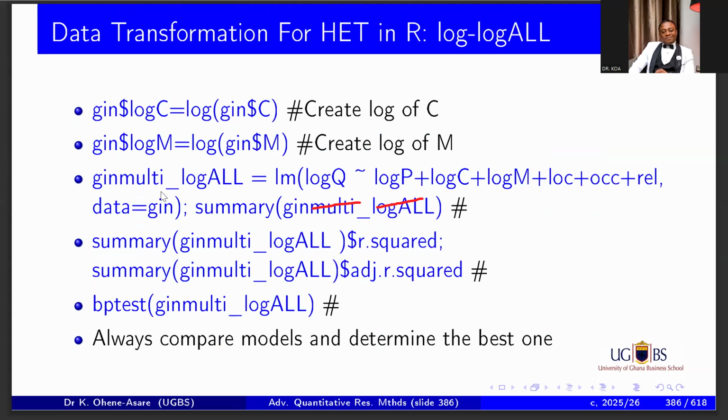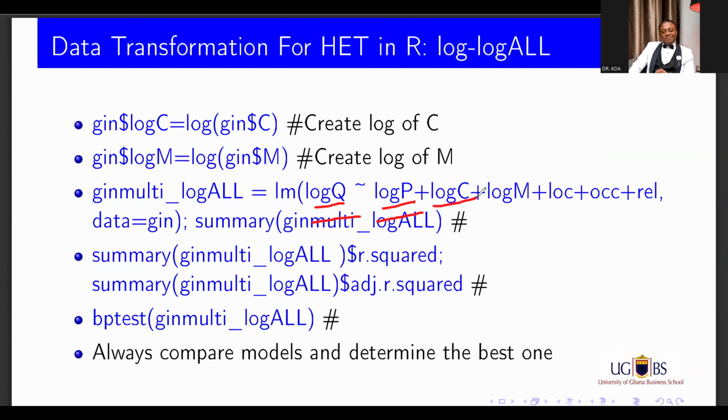Then this time you can see that here, I have rather taken the log of the dependent variable, the log of the price, and the log of C. So it becomes logging all. Log everything. Now you can see that I did not take the log of the dummy variables. I even took the log of the income. So everything has been logged. All of this, you want a very high R square. That's what you want. And then you compare your models to determine which one is the best.